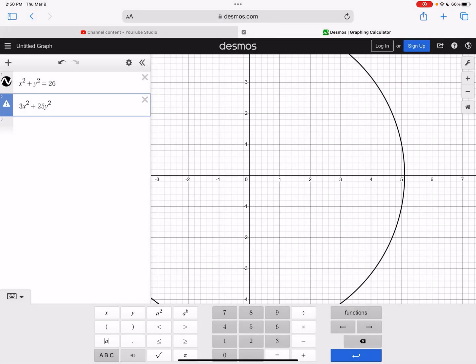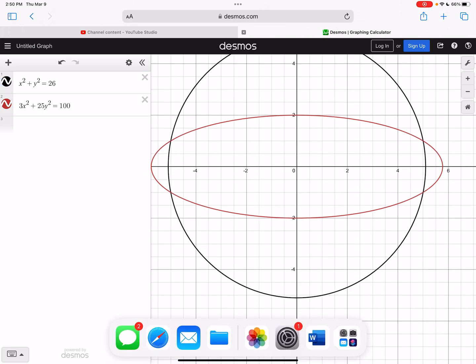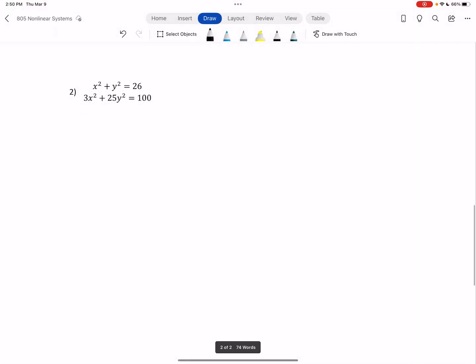So a circle and an ellipse. And you see that they cross in 4 places. Here, here, here, and there. So all 4 places there. Okay, so circle and ellipse. The first one, x squared plus y squared is 26, is the circle. And the second one is the ellipse, and it crossed in 4 places.